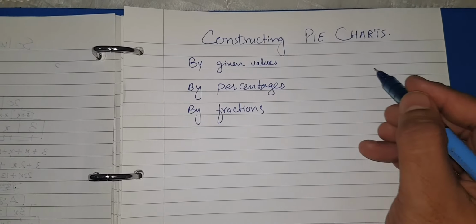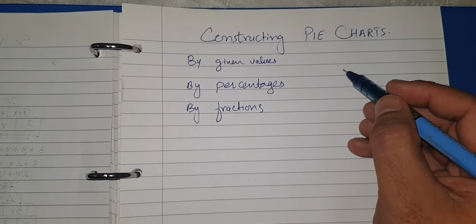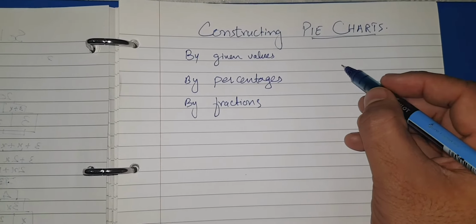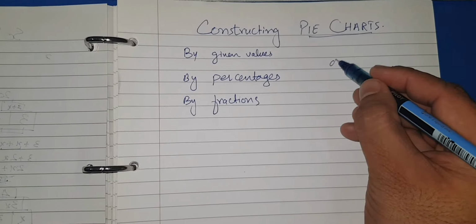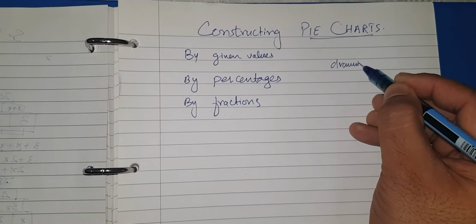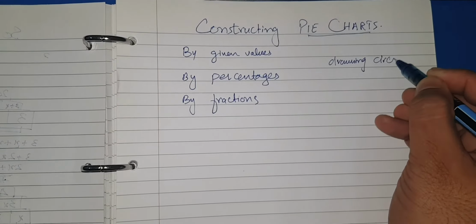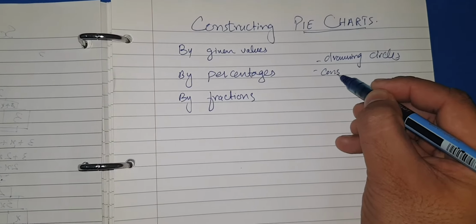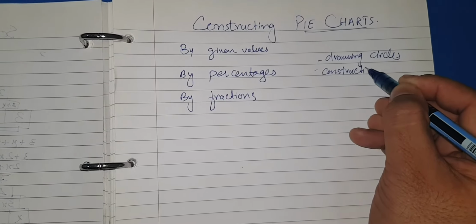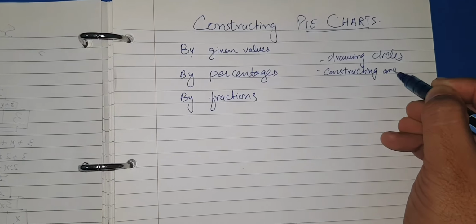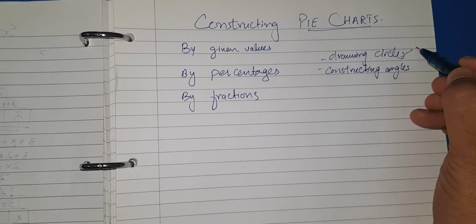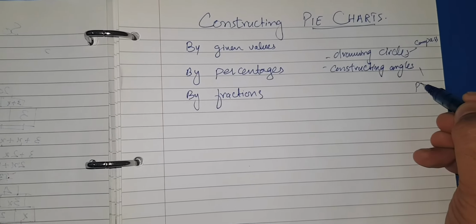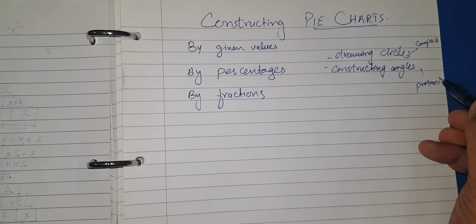Pie chart actually depends on prior knowledge. You can construct pie charts using your prior knowledge of, number one, drawing circles, and number two, constructing angles. Now, circles by compass and angles by protractor.